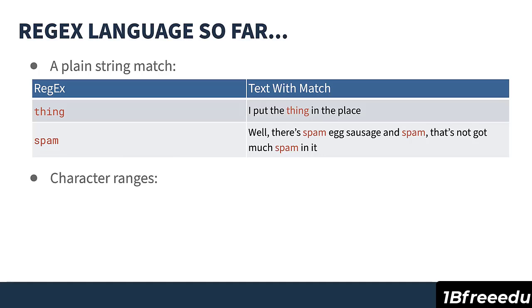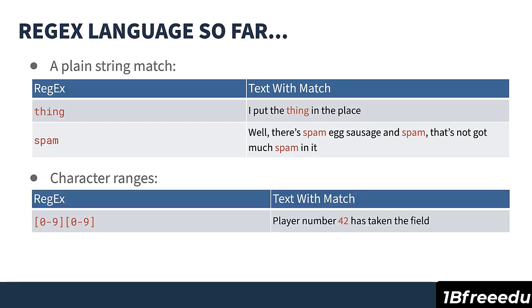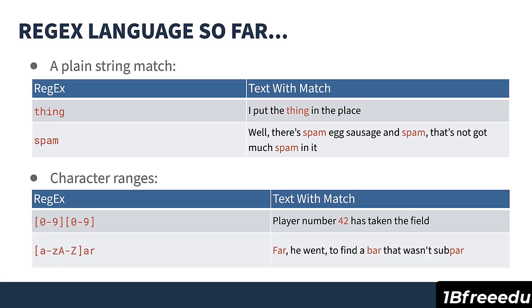Character ranges or classes allow you to specify a match over a range of characters. A common use for this is to look for numbers. The square brackets indicate a range, in this case 2 ranges, both 0 to 9. That matches the number 42 in the text on the right-hand side. You can match with letters as well. Inside of the square brackets, I'm looking for small a to z or large A to Z, so essentially any letter, followed by the plain text AR. So far, bar, and the par part of subpar matches.